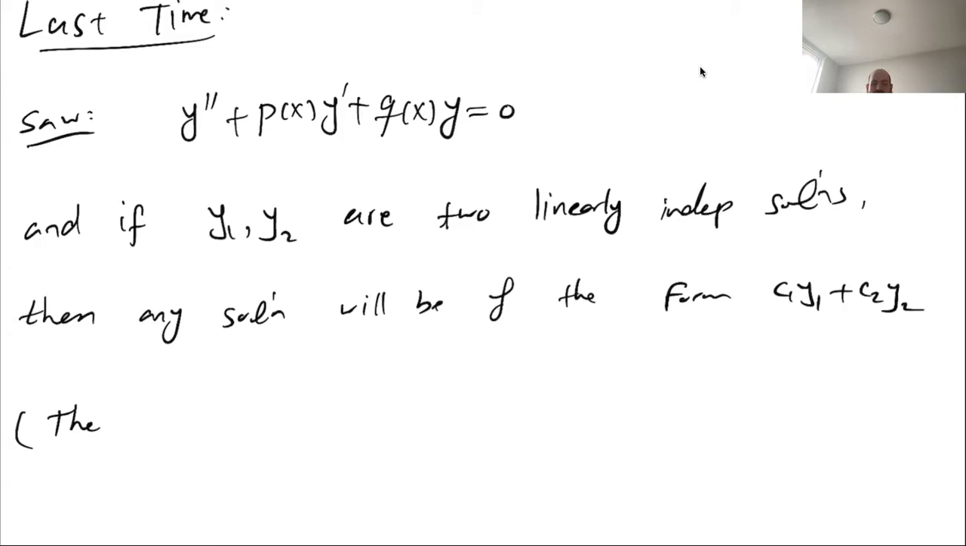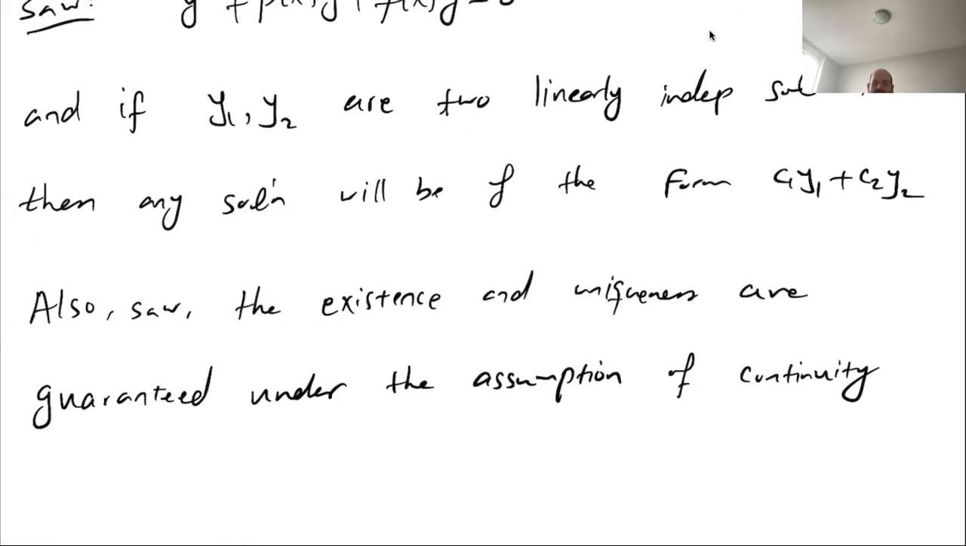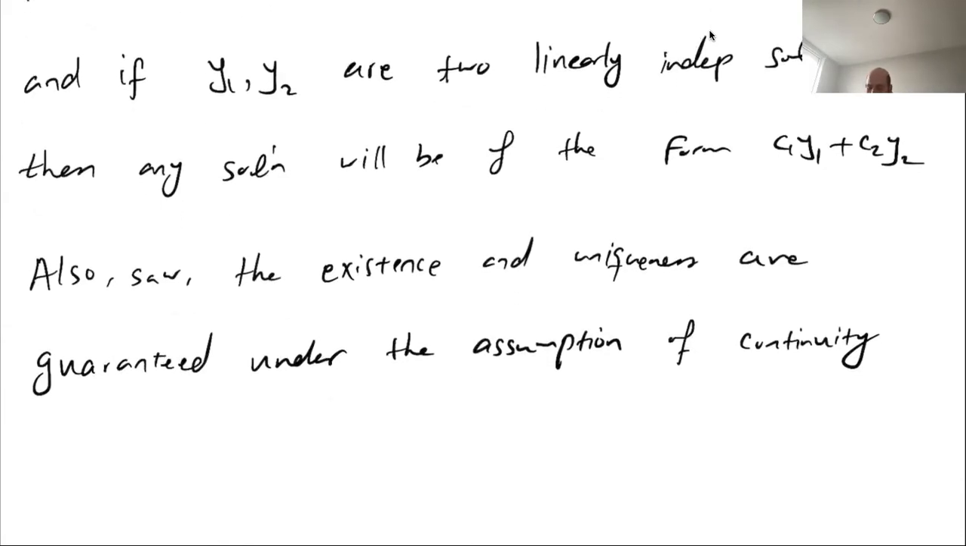and also if the initial conditions are given. This is a second order differential equation, so we need two initial conditions. If two initial conditions are given and the functions that we have, p of x and q of x, are continuous, then we can say that the solution exists and is unique. The existence and uniqueness are guaranteed under the assumption of continuity. Continuity is one condition, and also if two initial conditions are given.